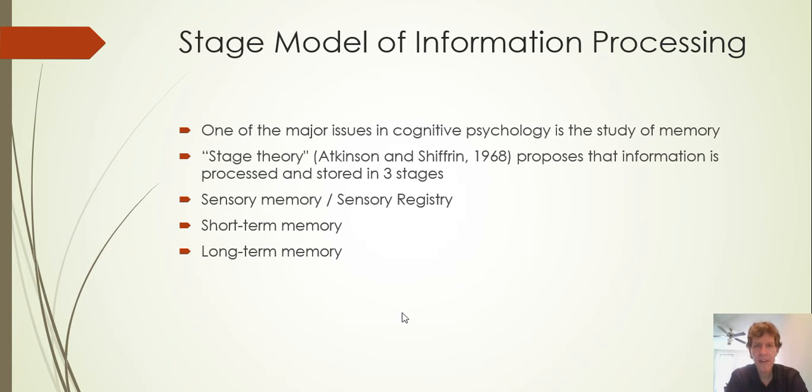We talk about the stage model of information processing. One of the major issues in cognitive psychology is the study of memory. The stage theory proposes that information is processed and stored in three stages: sensory memory, short-term memory, and long-term memory. I'm sure that most of you have probably heard of that by now.